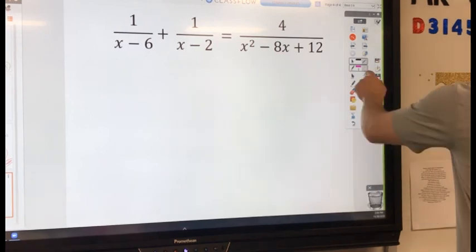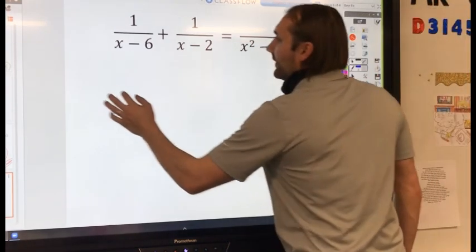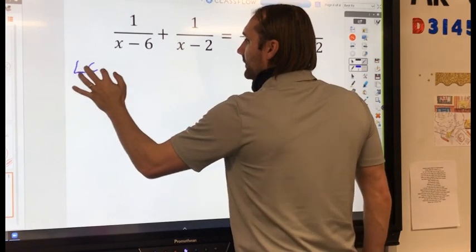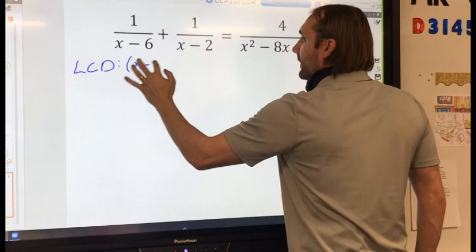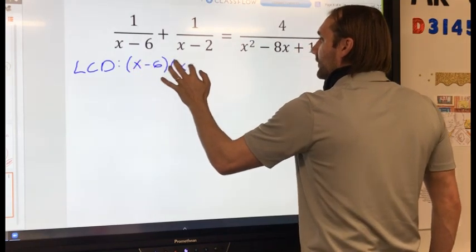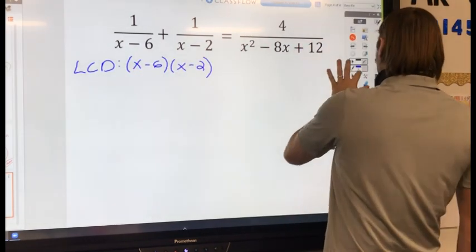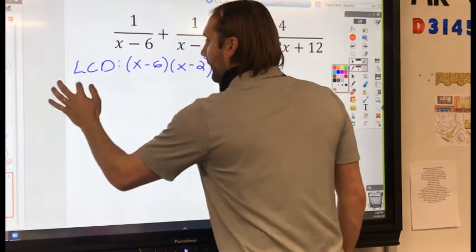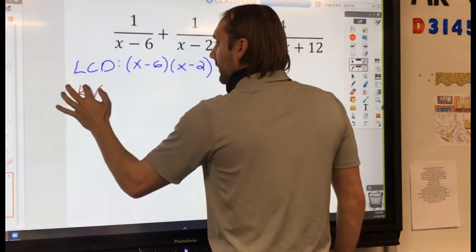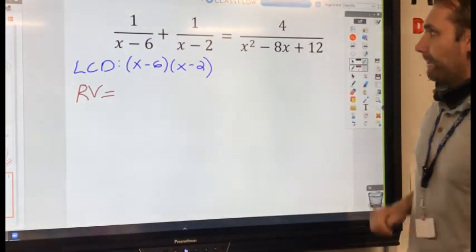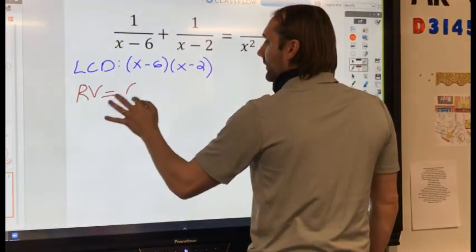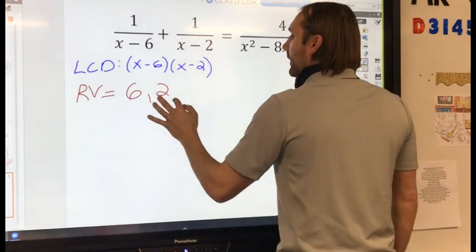All right, let's look at this problem. Can somebody tell me what is the least common denominator that I'm going to use here? X minus 6 and x minus 2. Very good. X minus 6 and x minus 2. Next, we need to think about restricted values. So for what values for x will cause my denominators to be 0? 6 and 2. Okay, for this fraction, 6, and for the other one, 2.